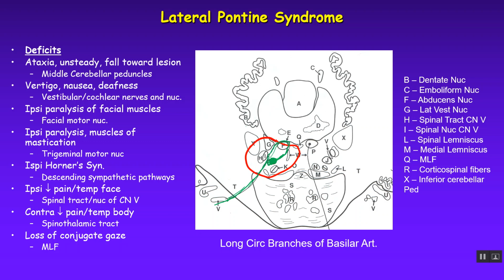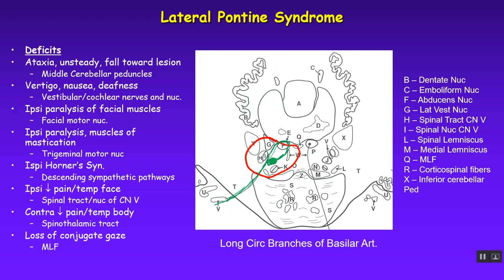You will have ipsilateral paralysis, possibly of muscles of mastication. The trigeminal motor nucleus can be impacted with this. The trigeminal motor nucleus is in the pons and can be impacted. It'd be ipsilateral, same side, because you're damaging the nerve and the nucleus, in the cranial nerve nucleus.